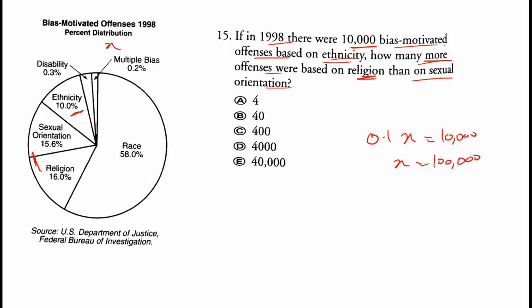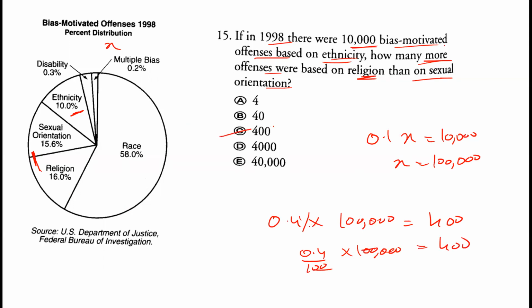And we need to find out how many more offenses were based on religion than on sexual orientation. So the difference is 0.4%. So 0.4% of 100,000 equals 400. So it's 0.4 divided by 100 times 100,000. So the 100 cancels. So 0.4 times 1000 equals 400. So the correct answer is C.